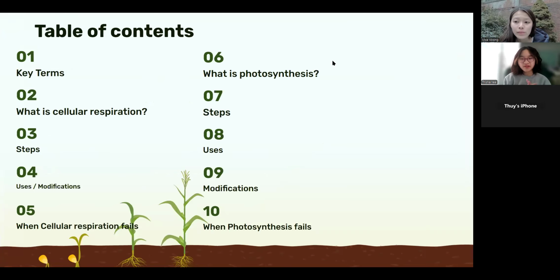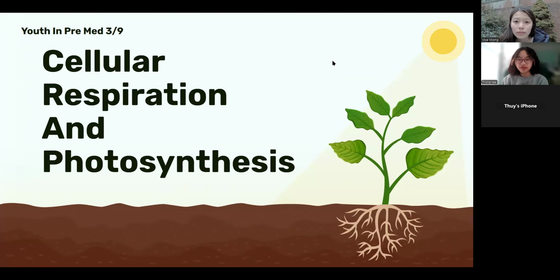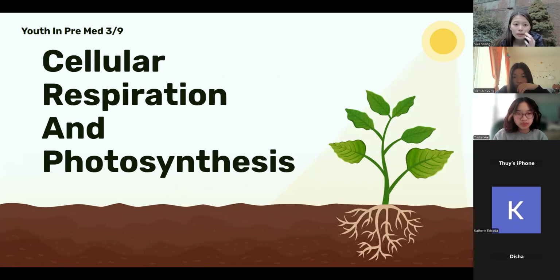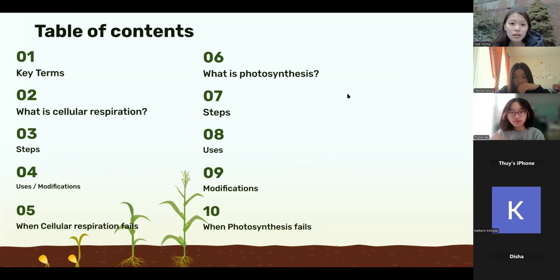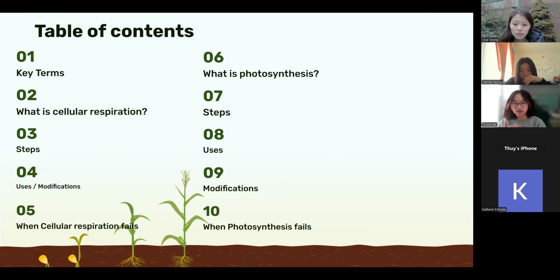Okay. All right. So this is our presentation on cellular respiration and photosynthesis. First, we have the table of contents, which just goes over what's in the slides. So there's key terms, what cellular respiration is, the steps of cellular respiration, the uses, and some modifications to cellular respiration, because there's different types of cellular respiration, and when cellular respiration fails. And similarly, we have the same thing for photosynthesis: what it is, the steps, the uses, modifications, and when it fails, so what happens.